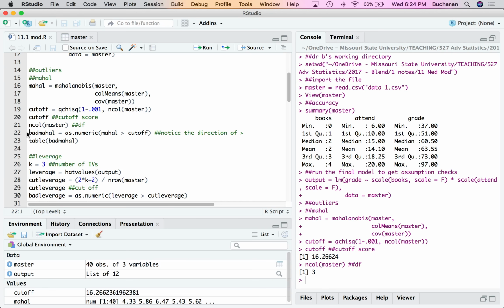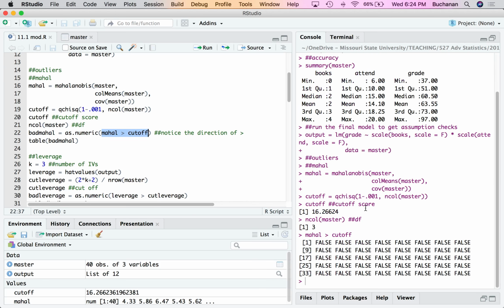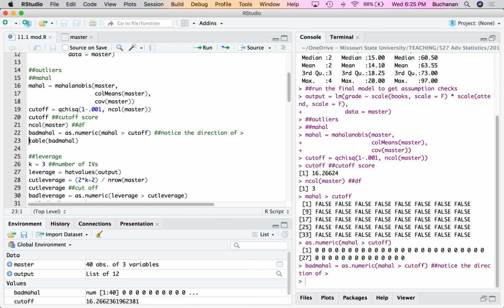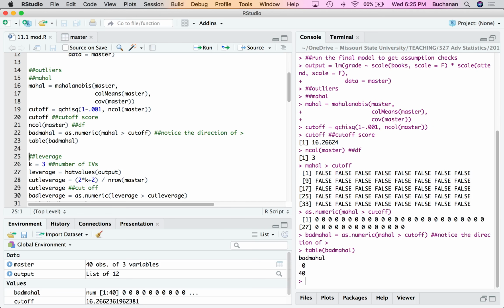Okay. So if you've been watching my regression videos for data screening, you'll remember that what this thing does is it creates a list of whether or not people are greater than the cutoff score. The as.numeric changes that to 0s and 1s, such that anyone who is an outlier gets marked as true, and anyone who is not an outlier gets marked as false. And that's going to be very handy here in a minute, because we're going to be able to add up how many outlier problems they have.